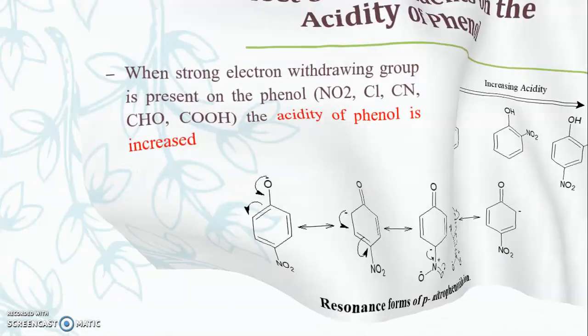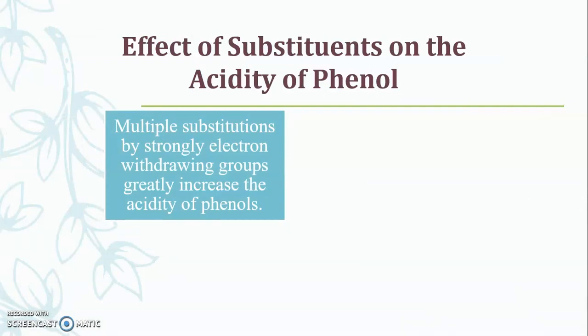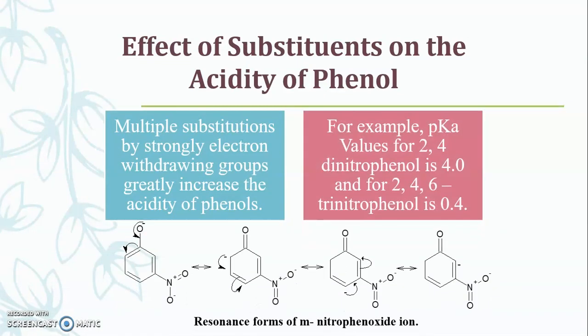Now if we observe the resonating structures for meta-nitrophenol, here you can see that when the nitro group is present at the meta position, it is not involved in the resonating structure, because you can see this negative charge, when passed to this particular carbon atom, is again passed to the neighboring carbon atom, due to which this bond is broken down.